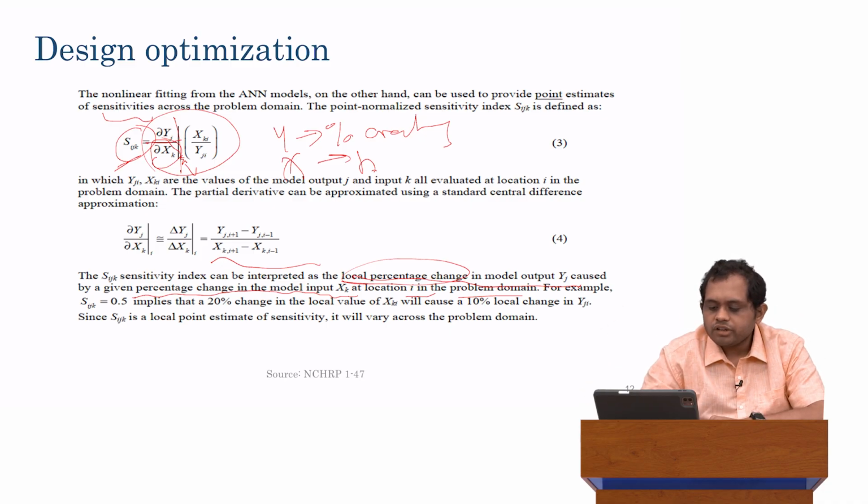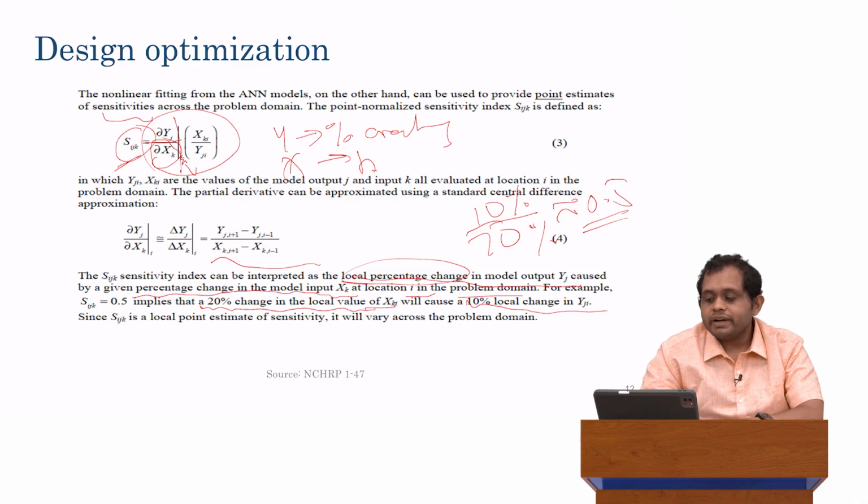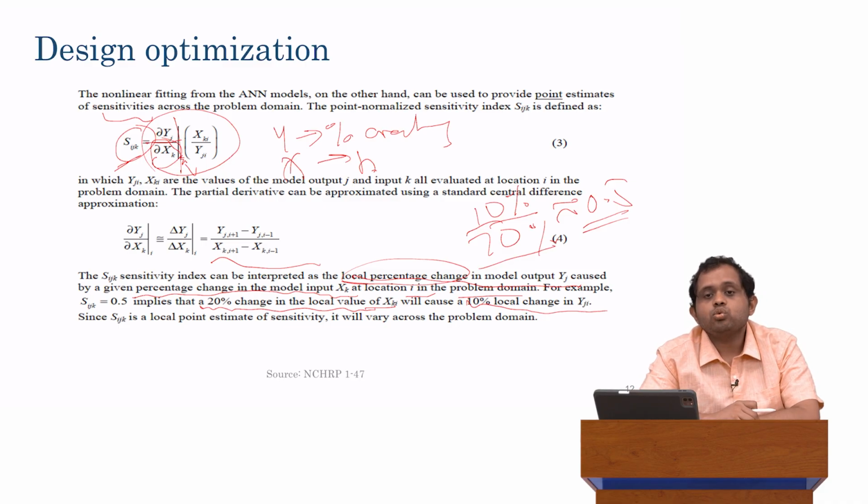For example, if Sijk is 0.5, it implies that a 20% change in the local value of xki, that may be a 20% change of thickness, will cause a 10% change in yji. That is basically 10 over 20. So a 20% change in the input variable causes a 10% change in the output variable. That basically means the sensitivity is 0.5. So that's how you interpret the value of sensitivity. Of course, if the sensitivity is greater than 1, that is, a 20% increase in thickness leads to a 30 or 40% change in the cracking, then that would be a highly sensitive variable.